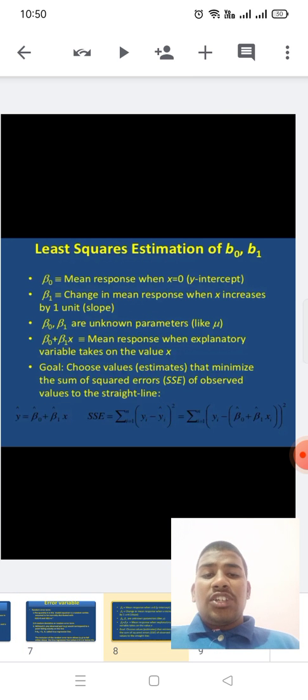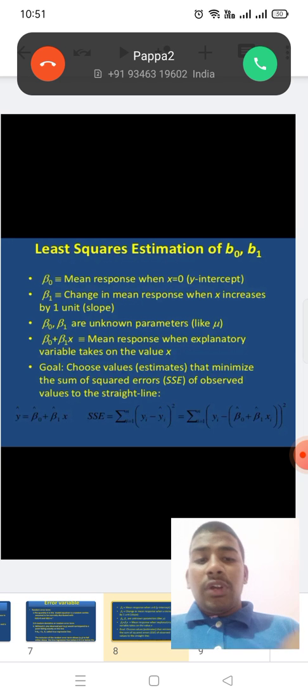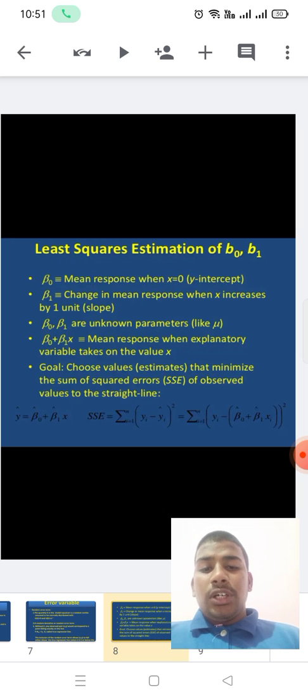Least squares estimation of b0, b1. Beta naught is the mean response when x = 0, the y intercept. Beta 1 is the change in mean response when x increases by 1 unit, the slope. Beta naught and beta 1 are unknown parameters, like mu. Beta naught plus beta 1 x is the mean response when the explanatory variable takes on the value x.